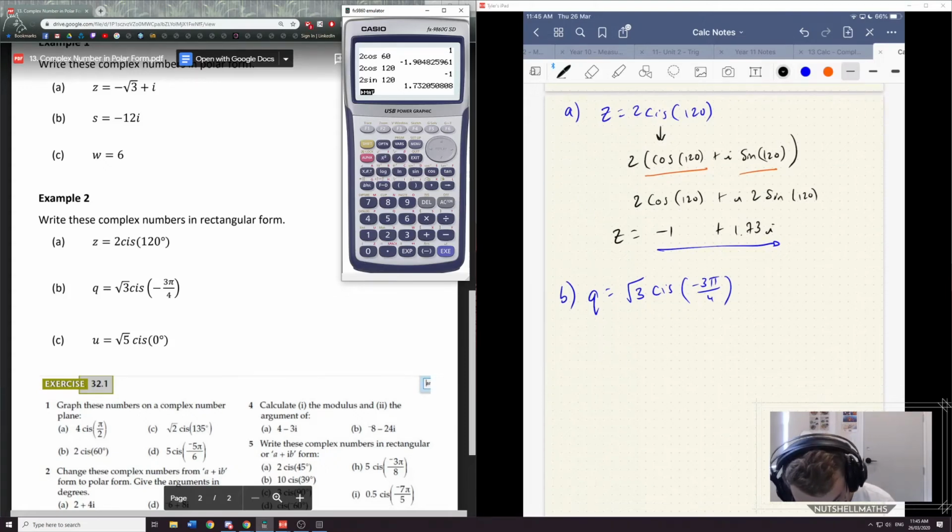Right, let's do this. So by definition, this means root 3 times cos of minus 3 pi by 4 plus I times root 3 sine minus 3 pi by 4. Okay. Good. You've got to change the radians to degrees. Either in your calculator you can do it, or you can do it before you type it in.